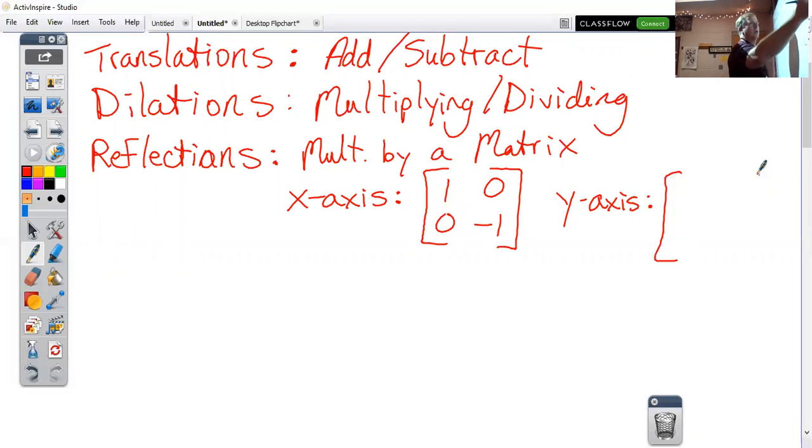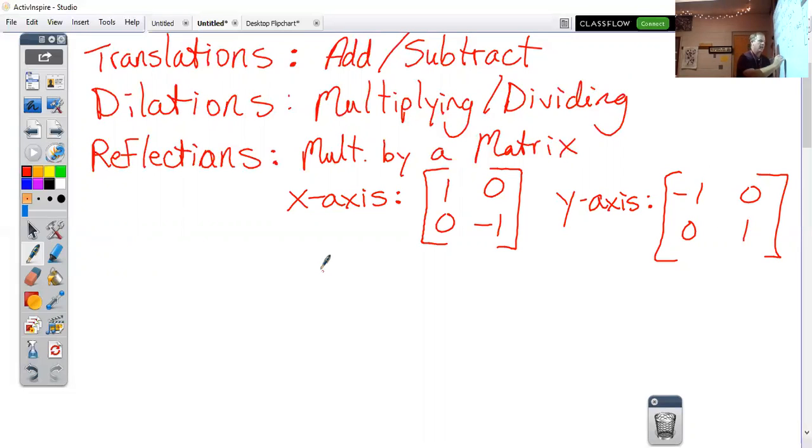let's see how good y'all are at inferring things. If this is what I'm multiplying by to do the x-axis, what do you think I'd do on the y-axis? Close. You just change what you're making negative. So it's negative 1, 0, 0, positive 1.